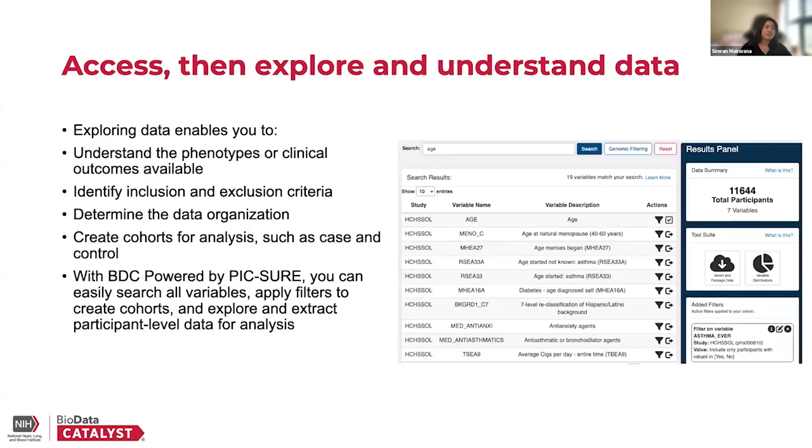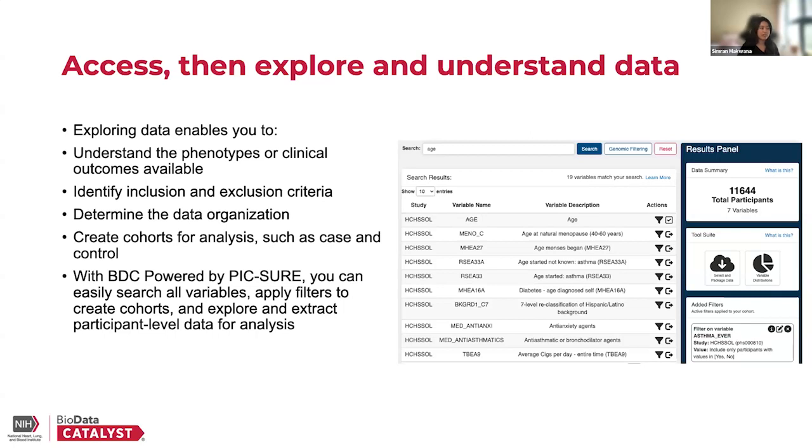As part of the research journey, first of all, we want to access the data, right? And then the next steps are going to be exploring and understanding the data. We might want to understand the phenotypes or clinical outcomes that are available in the data sets that we're looking at. We might want to identify inclusion and exclusion criteria, see how the data is organized, create different cohorts for analysis, such as cases and controls. And this is all part of the user journey that we bring Picture into.